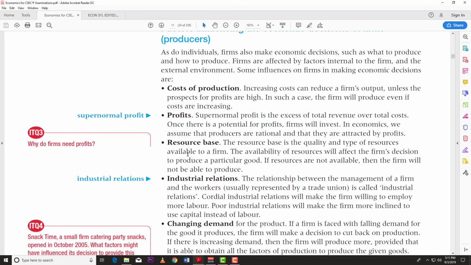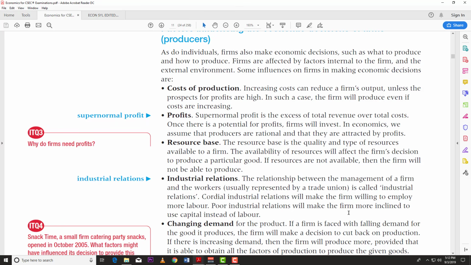Next one, industrial relations. What is industrial relations? The relationship between the management of a firm and the workers, usually represented by a trade union. It is called industrial relations. So this is just how your boss and the employees get along. Alright, cordial industrial relations will make the firm willing to employ more labor. Poor industrial relations will make the firm more inclined to use capital instead of labor.